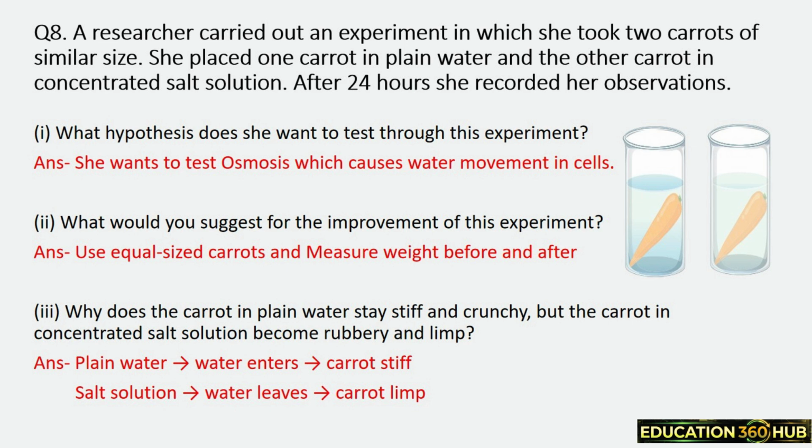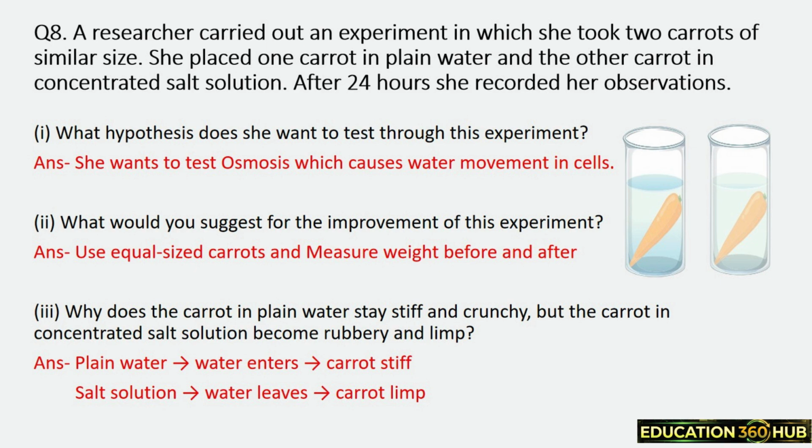Question number 8. A researcher carried out an experiment in which she took two carrots of similar size. She placed one carrot in plain water and the other carrot in concentrated salt solution. After 24 hours, she recorded her observations. First question. What hypothesis does she want to test through this experiment? Answer: she wants to test osmosis. Osmosis causes water movement in cells.